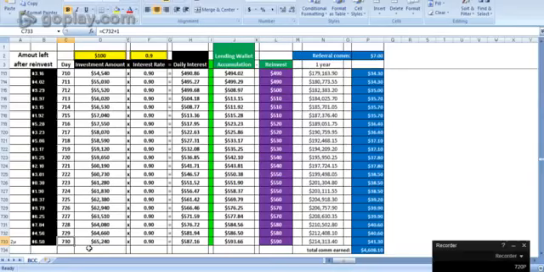Most normal jobs are 5 days a week. This is 7 days a week. This gets paid every single day, not just on business days. So 7 days a week, every single day, you're going to get $587.16 in this example.